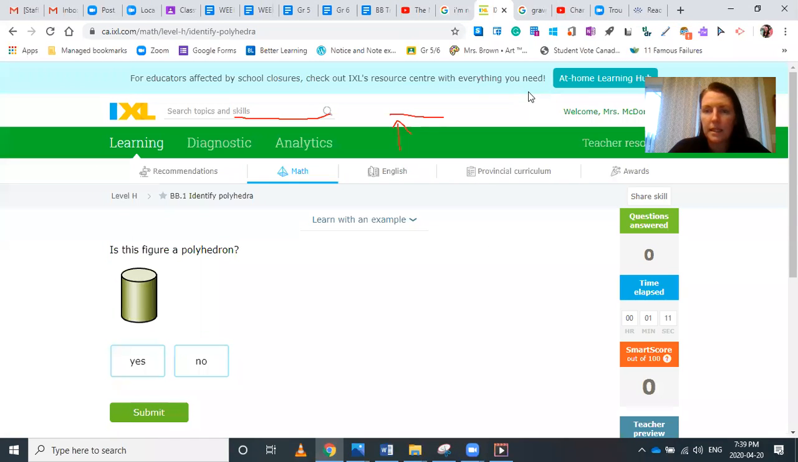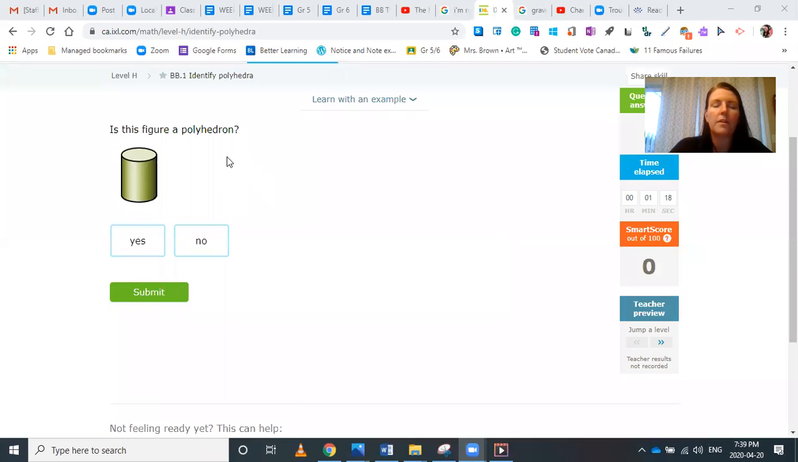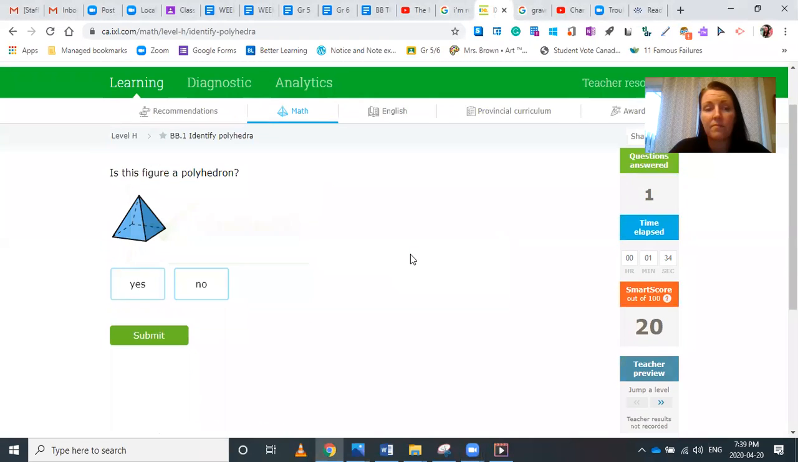Let us clear that. Okay. So is this figure a polyhedron, right? If we look at the requirements of a polyhedron, it needs to be a 3D figure. Yes, it is, but they all need to have flat faces. And this one has a curved face. So no, it is not a polyhedron. And that's as simple as you get it, right?